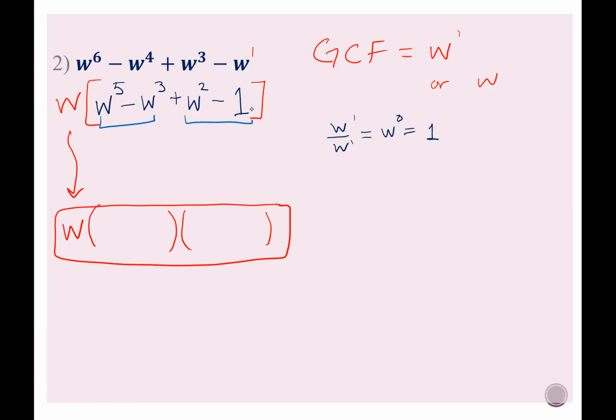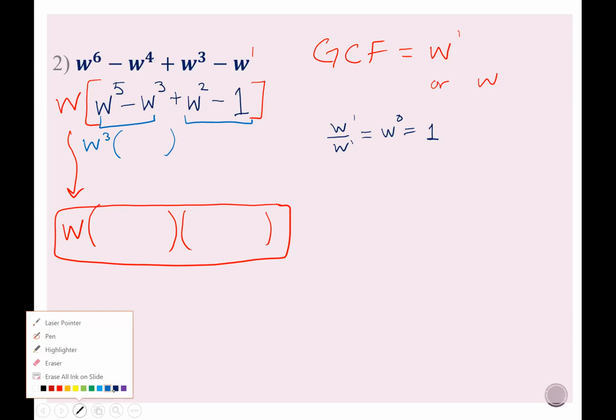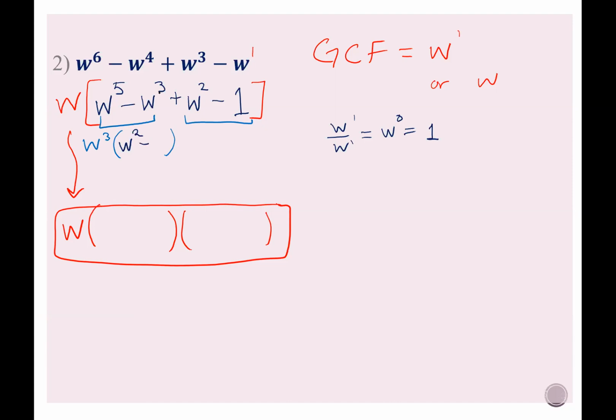Okay, so we're splitting our 4 terms into 2 groups of 2. The first group has these 2 terms, W to the 5th minus W to the 3rd. Our smallest exponent is 3, so we'll take out W to the 3rd. What's left over is now W to the 2nd, or W squared, because 5 minus 3 is 2, so we'll have W squared minus W to the 3rd divided by W to the 3rd is 1.